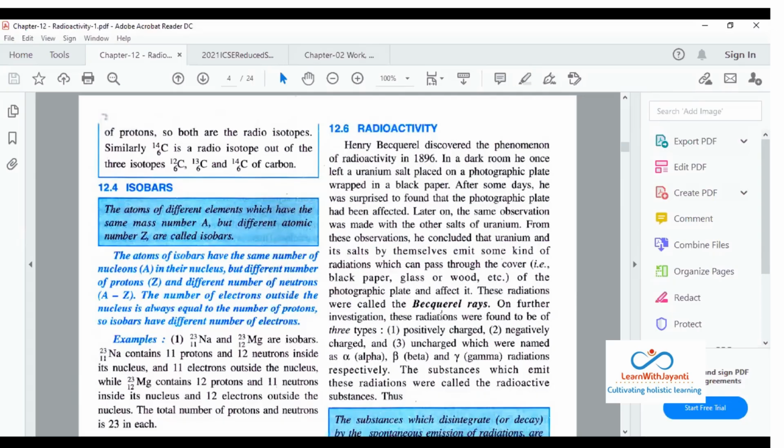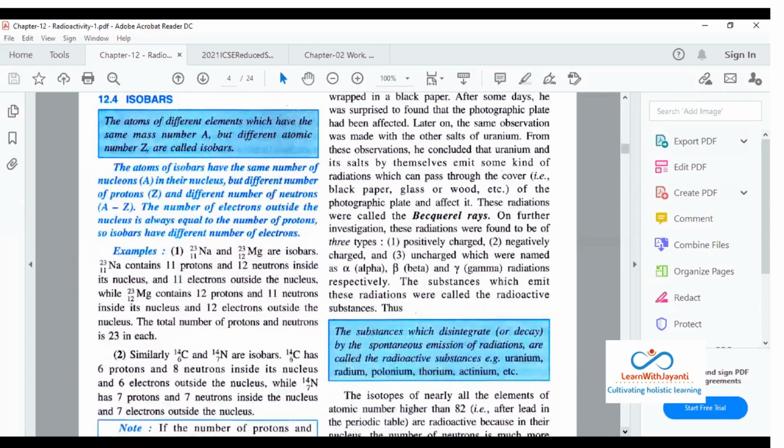On further investigations, these radiations were found to be of three types: one positively charged, second negatively charged, and third uncharged. What names did he give? Positively charged: alpha; negatively charged: beta; and uncharged: gamma. The substances which emit these radiations are called radioactive substances. The substances which disintegrate or decay by spontaneous emission of radiations are called radioactive substances.